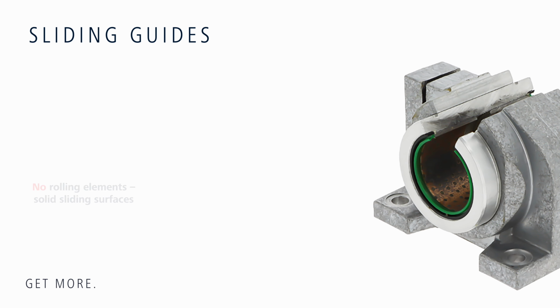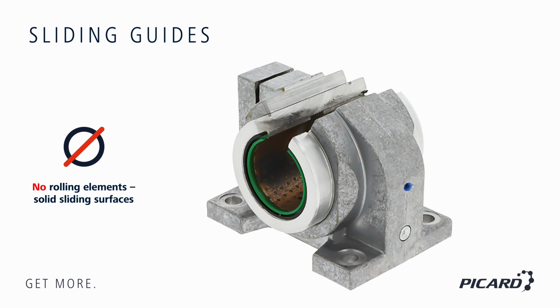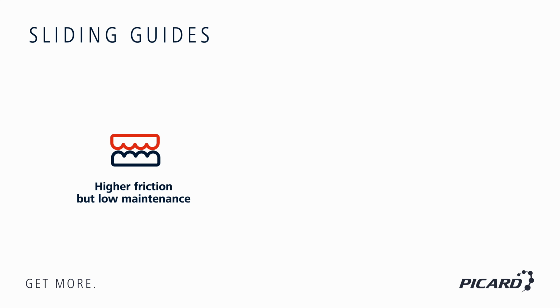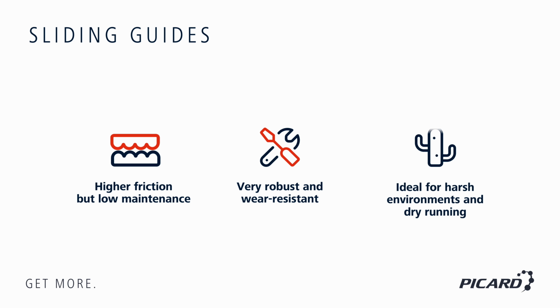Sliding guides, on the other hand, don't use rolling elements at all. Instead, they rely on solid sliding surfaces, which leads to higher friction, but also makes them more robust, lower maintenance, and better suited for harsh conditions or dry running.